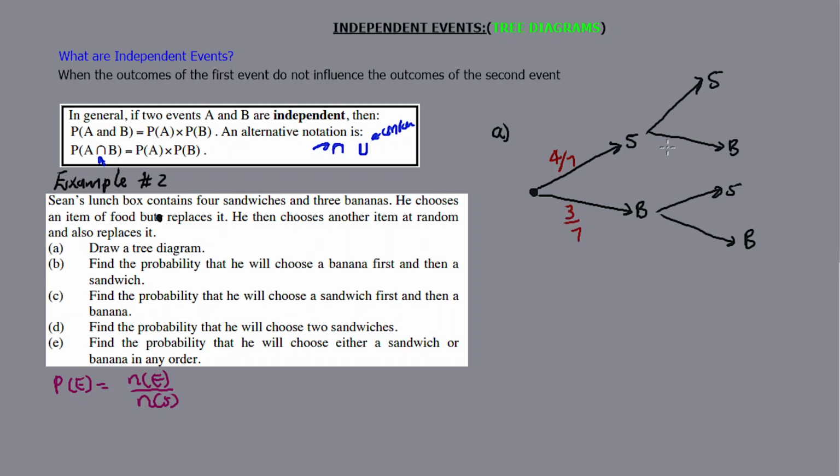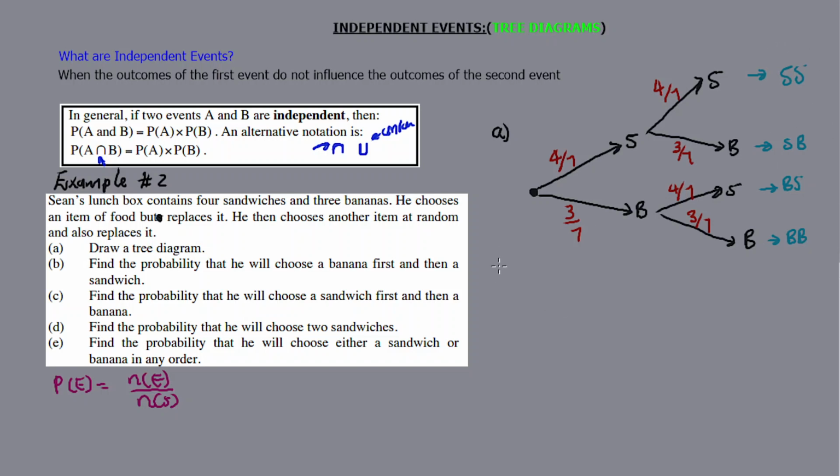For the bananas, it's 3 out of 7. Because everything is put back after he takes it, it means the second draw is still 4 out of 7 for the sandwiches, because there are still 4 sandwiches, and for the banana it's still 3 out of 7. Then we come back and write the branches: SS, SB, BS, and then BB, right? You always write these branches.